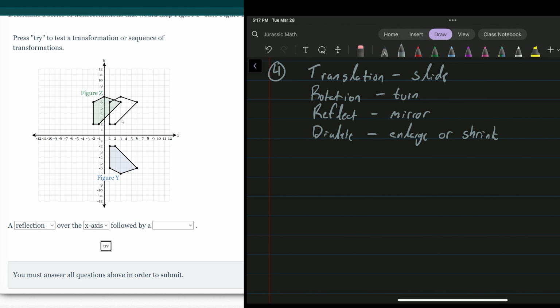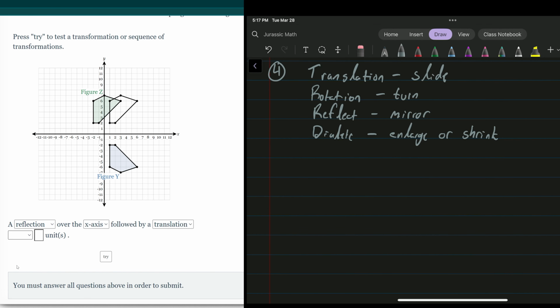Now I just want to slide it on over. So I'm going to use translation. I want to slide it to the left. And from this dot, I need to go 1, 2, 2. I'm going to hit try. And let's see if we get it right.